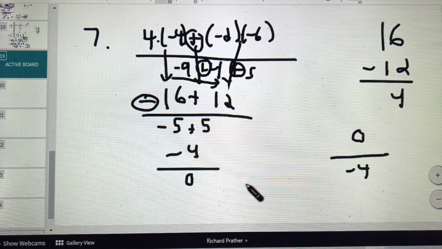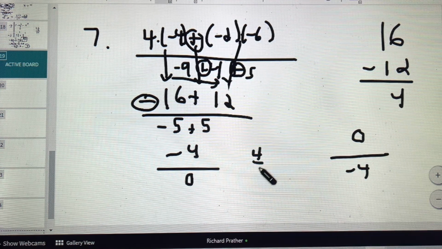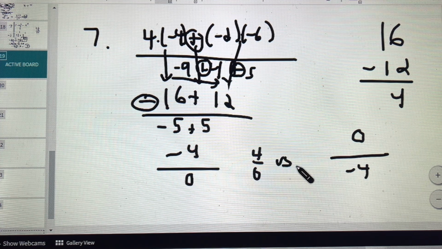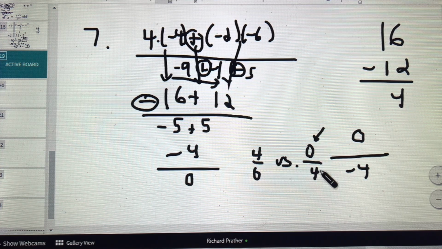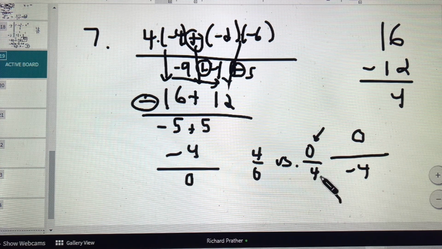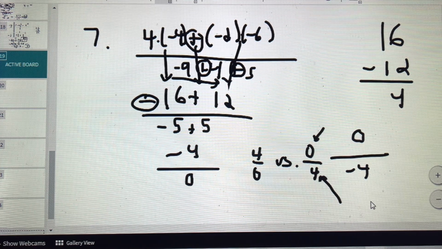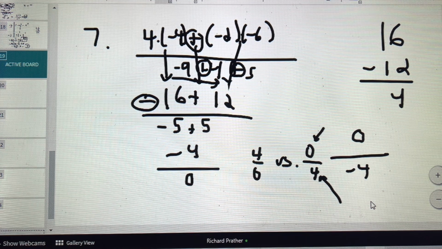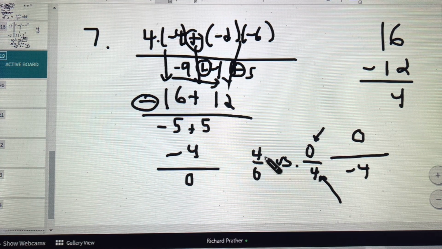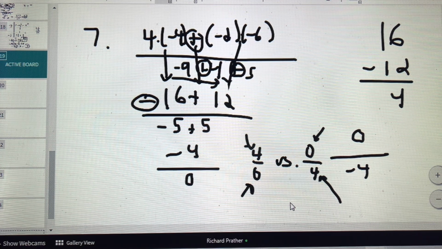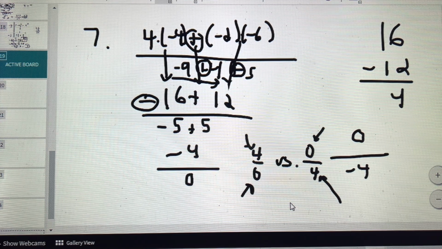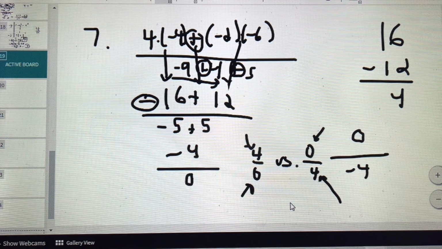Think of it this way. Let's say it was 4 over 0 and 0 over 4. If I have $0 and I want to divide it up among 4 people, well, each person gets $0. They just sit there and they get nothing. But if I have $4 and I want to give it to nobody, how does it just disappear from the earth? It would be like $4 disappearing into thin air. It's going to nobody, but how can it go to nobody? Am I just going to drop it on the floor?